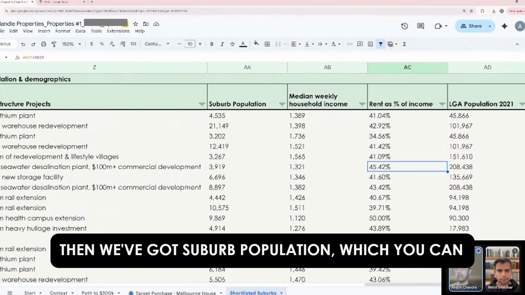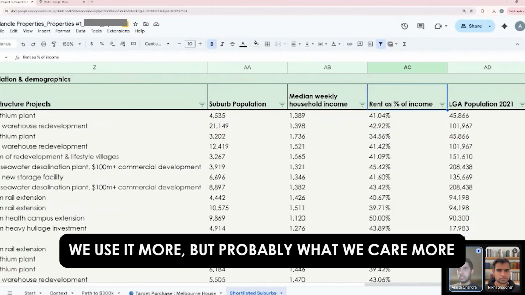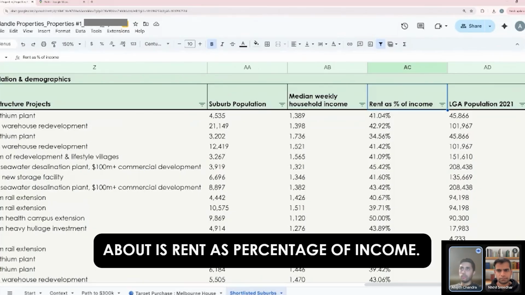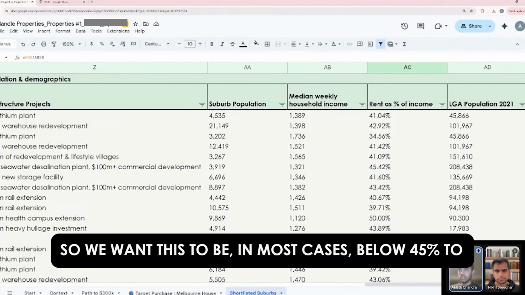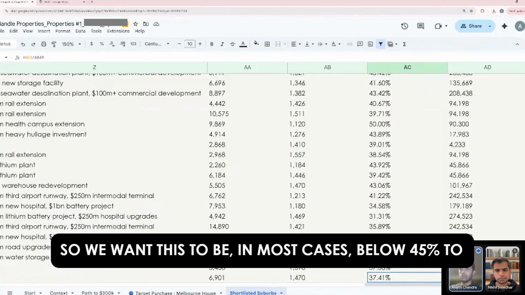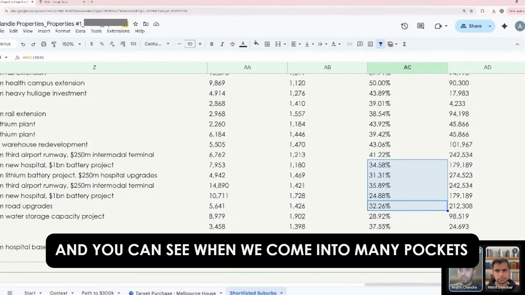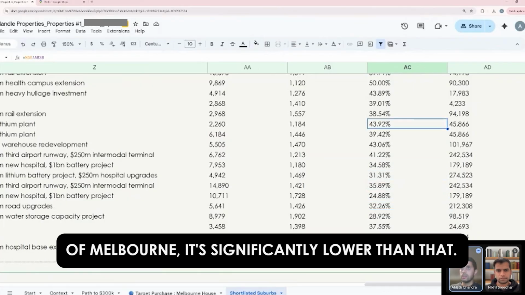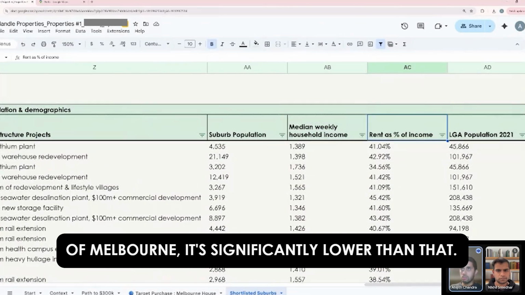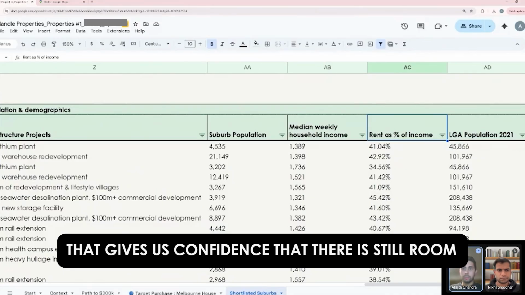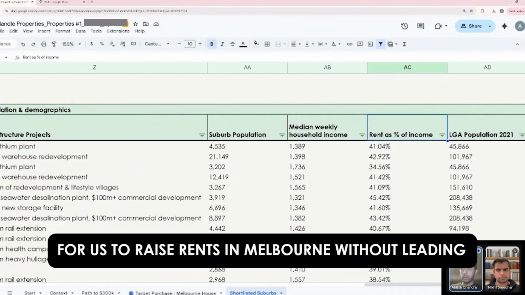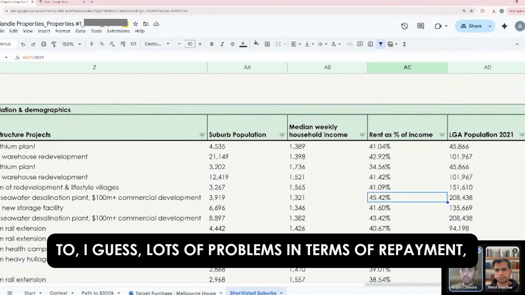Then we've got suburb population, which you can look at. We use it more, but probably what we care about more is rent as percentage of income. So we want this to be, in most cases, below 45%, to signify that there isn't too much rental stress. And you can see when we come into many pockets of Melbourne, it's significantly lower than that. That gives us confidence that there is still room for us to raise rents within Melbourne without leading to lots of problems in terms of repayment.